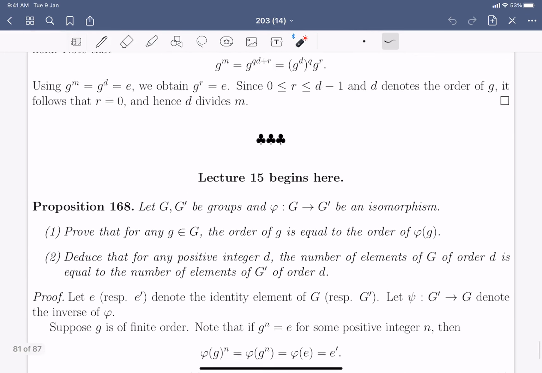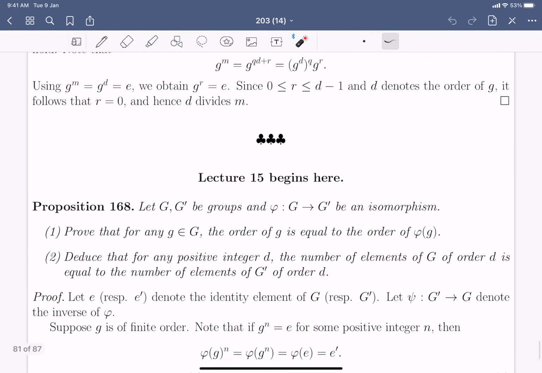Okay, so let's just revisit. We have a homomorphism phi from G to G', and we have picked an element g, and its image is of course phi(g). We know that the order of phi(g) divides the order of g, right?